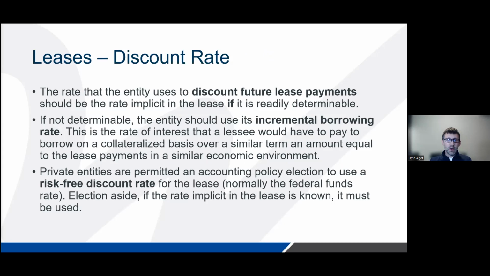If the rate isn't known, an organization should use its incremental borrowing rate if it knows it. However, my understanding is that many organizations are not going to have an incremental borrowing rate readily available that they know about. So the solution is that organizations can use a risk-free discount rate. And this is really simple. And on the next slide, we're going to go over how you can look that up.